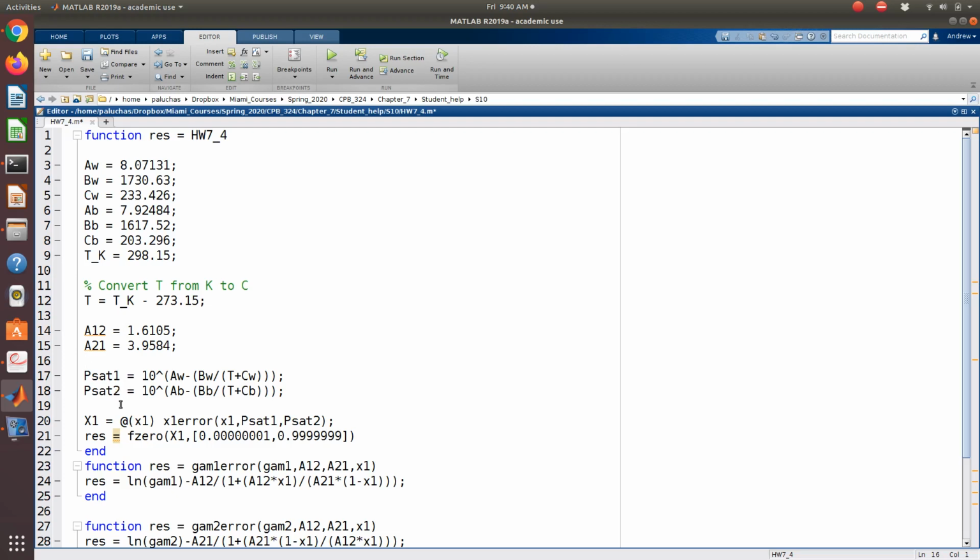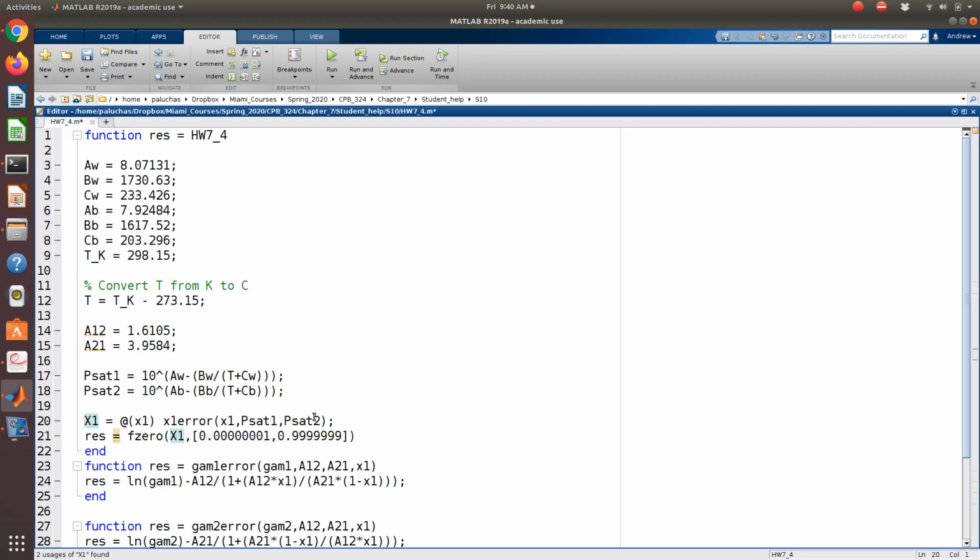So there's PSAT1 and PSAT2. Good, check. Here I define an anonymous function of x1, which just has as an input little x1. This part is good because I want my final error function to just have as an input x1, the variable I want to solve for, because f0 will iterate on values of x1 until my error function returns a value of 0. Then here's my general error function. With that value of x1, I call x1 error with that value of x1, and then PSAT1 and PSAT2, which are currently defined in my function.